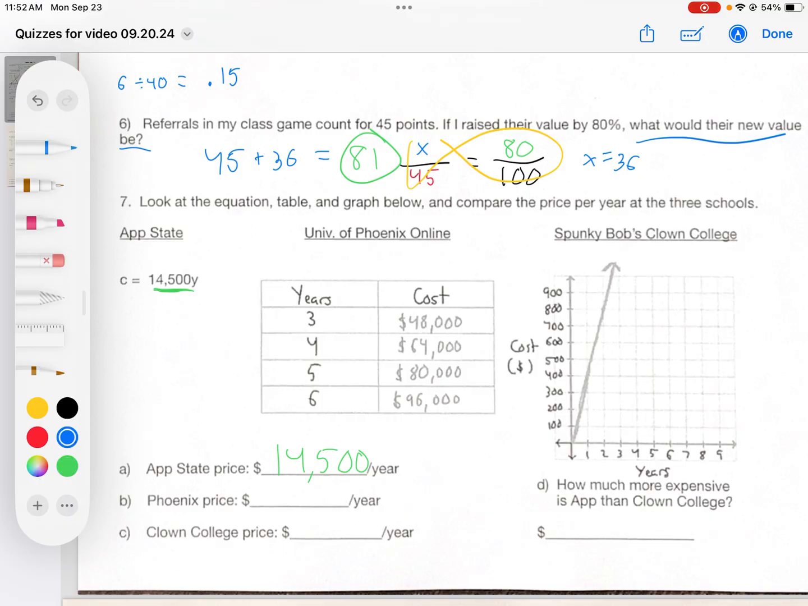University of Phoenix, we have a table. We just need to do right divided by left. 48,000 divided by 3 is 16,000. And then finally, Spunky Bob's Clown College.